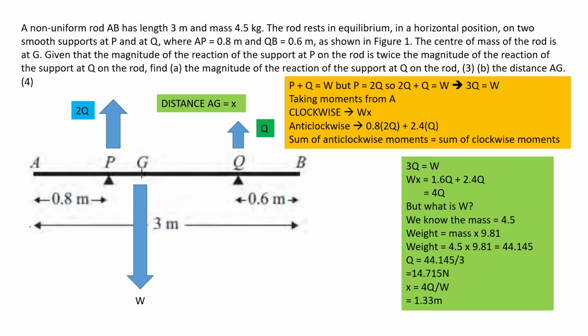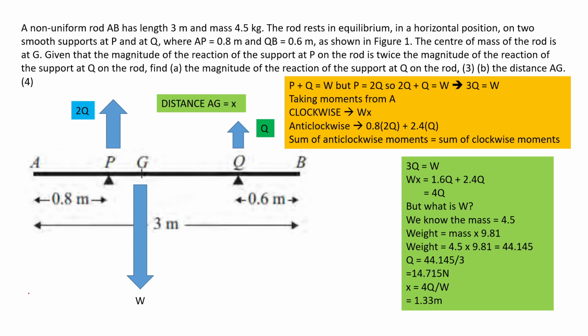Now let's take moments. Now you can take moments about anywhere. If you take moments about A, let's work out the clockwise moments. Now the only force acting downwards is the weight, and can you see that's going to go clockwise? If you were to take pivots about A, and the force acting downwards is at G, can you see that it will go around A in a clockwise manner? If you look at P and Q, it will go anti-clockwise. Now you also know that the sum of anti-clockwise moments equals the sum of the clockwise moments.